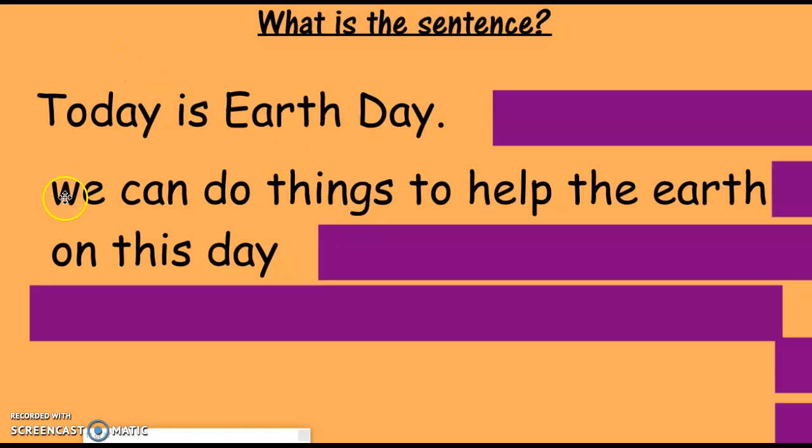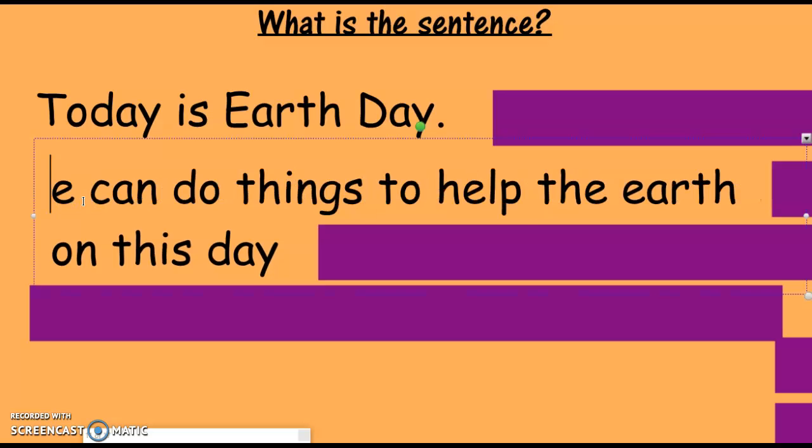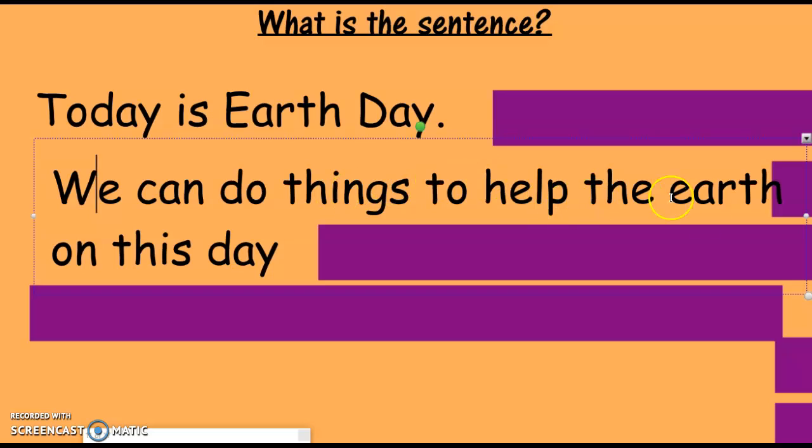We start at the very beginning of our sentence, and that word is we, but we need a capital letter. We can do things to help the earth on this day. And at the end, we need a period.